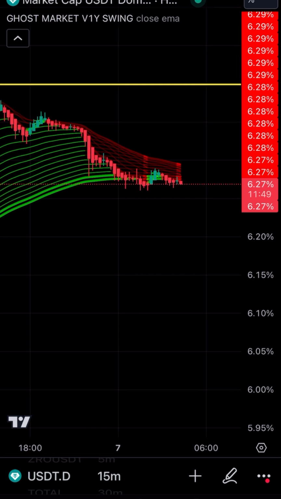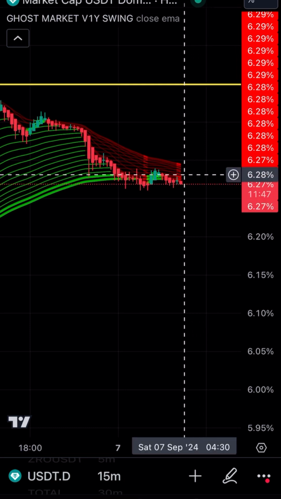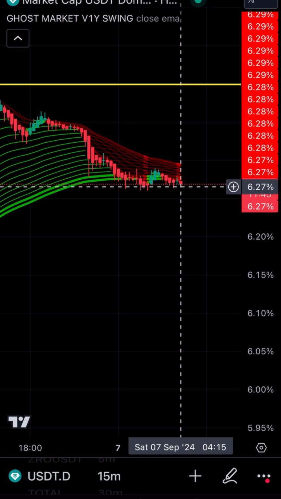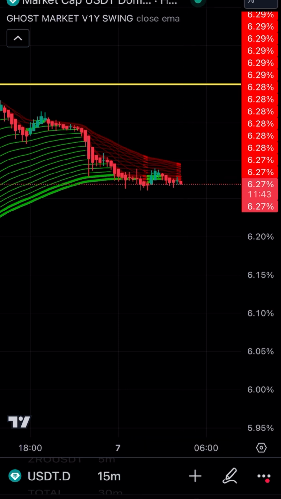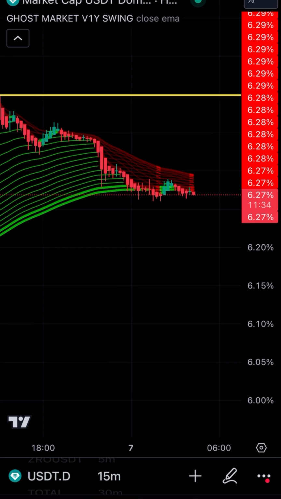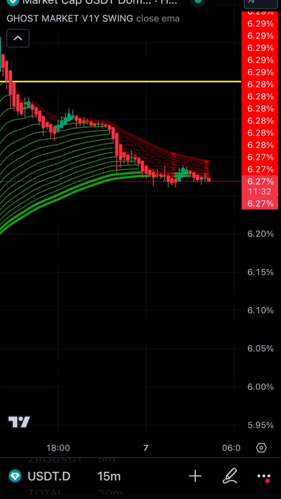So what we can see right now is it has just printed a light red, which means it should be starting to go up. The Bitcoin and crypto should start going up. So anyway, that is a very powerful strategy, and I just wanted to show that.